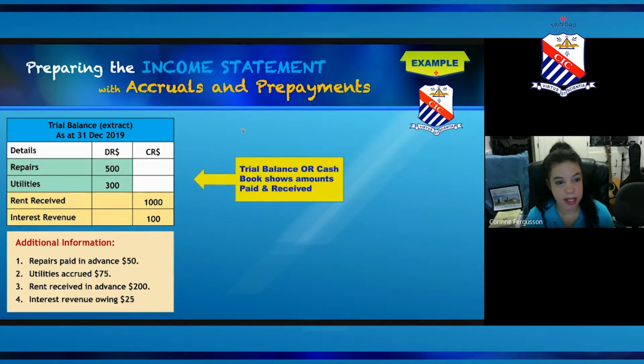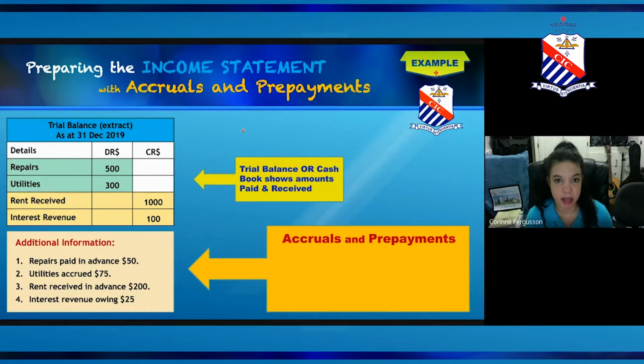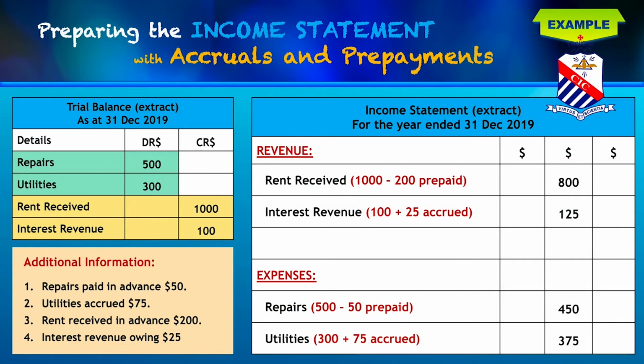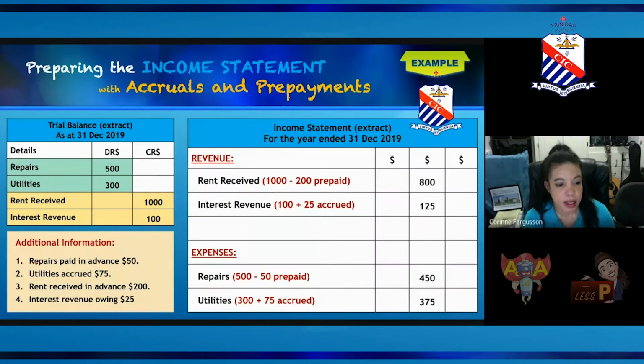The trial balance in this case shows the amounts paid and received, and the notes show whether it's an accrual or a prepayment. So once again, what we're going to emphasize, you add your accruals, you less your prepayments. So this is what we ended up with. Repairs paid in advance, $50. Since it's a prepayment, repairs is an expense, you would have gone to repairs under expense. And what I had emphasized, remember, is you show your working, so you minus your prepayment, and you got the $450. So that is what you're going to do each time.